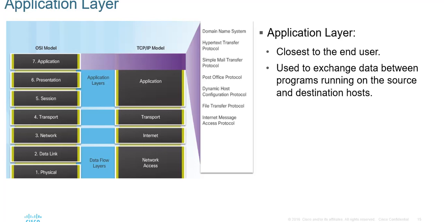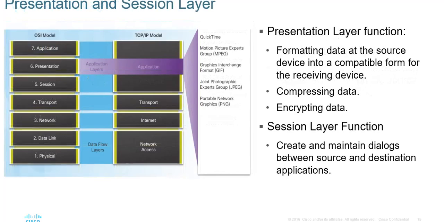The application layer is used to exchange data between programs running on the source and destination hosts. Hosts here means computers, servers, and so on. Like I said, these 3 layers are all called the application layer in TCP/IP, but in the OSI model they each stand alone.